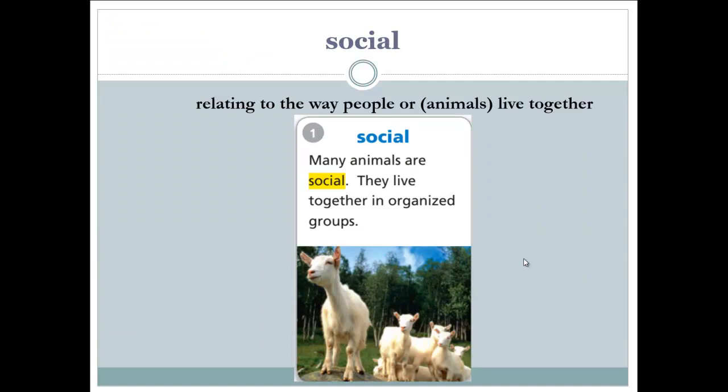When an animal is social, it means that it has a certain way of living. It tends to live with other animals. It tends to live in a group. So social is relating to the way people or animals live together. Let's read the example. Many animals are social. What does that mean? It means that they live together in organized groups.